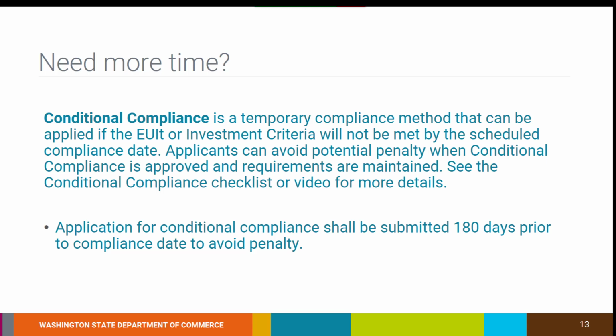criteria will not be met by the scheduled compliance date. Applicants can avoid potential penalty when conditional compliance is approved and requirements are maintained. See the conditional compliance checklist or video for more details. Note, application for conditional compliance shall be submitted 180 days prior to the compliance date to avoid penalty.